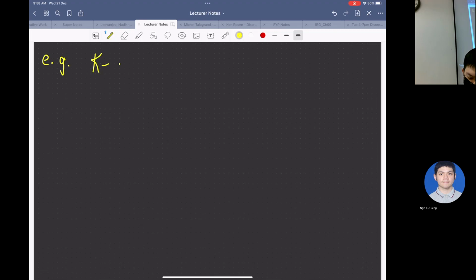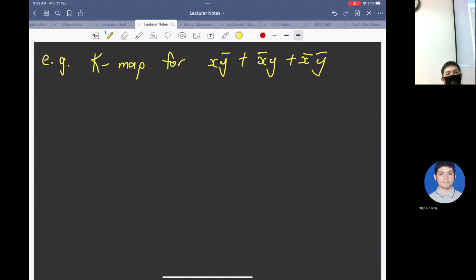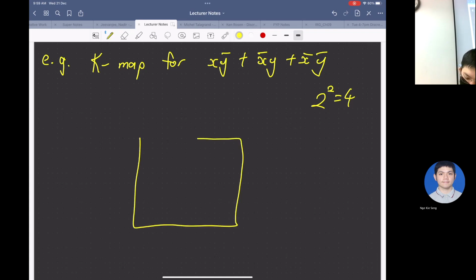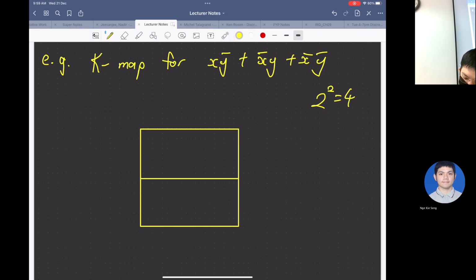For example, we want to build a K-map for the following Boolean function here. So how many variables does this Boolean function have? 2, x and y. So with 2 variables, you have 2 to the power 2 cells, so 4 cells in total. So how do you build this? The cells should represent all the possible minterms.